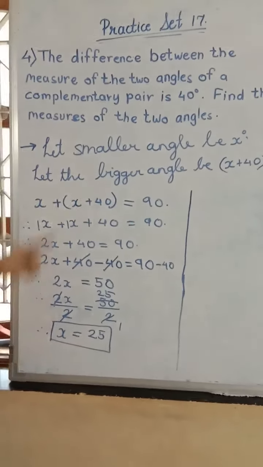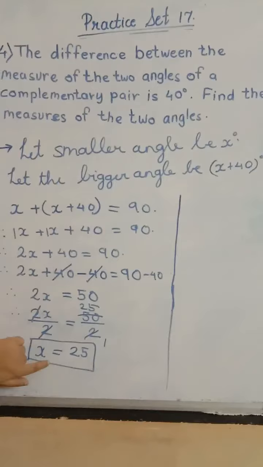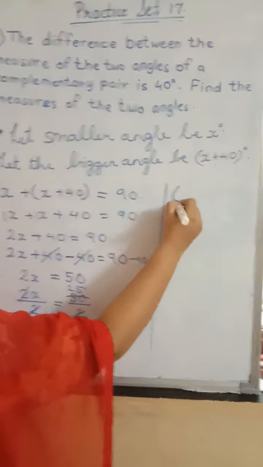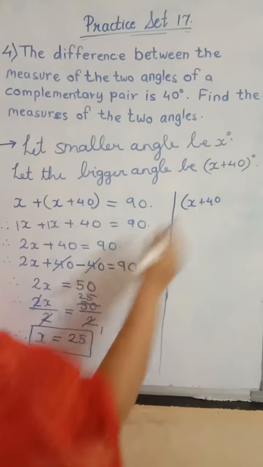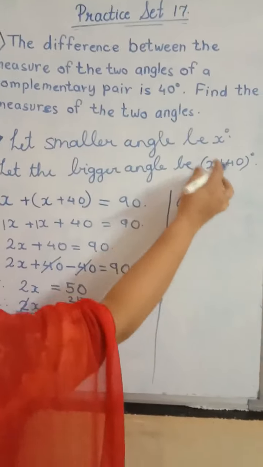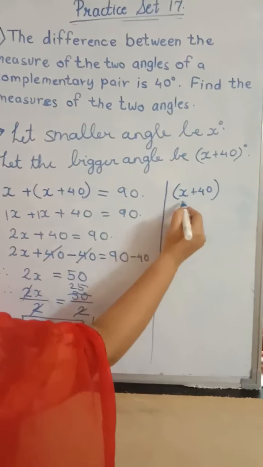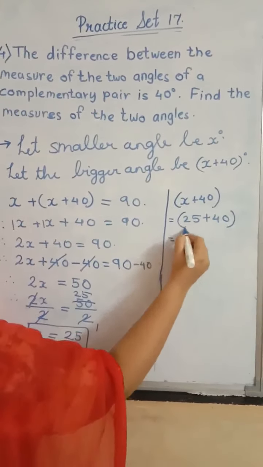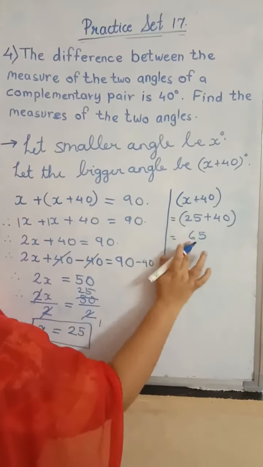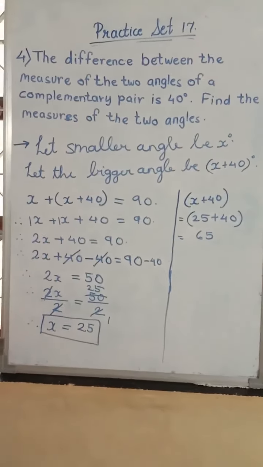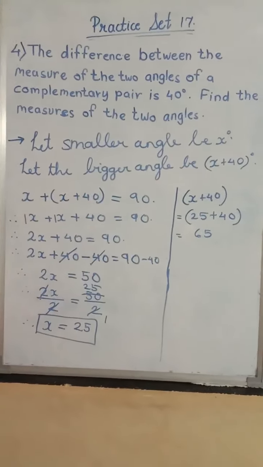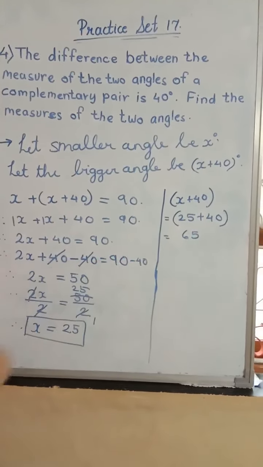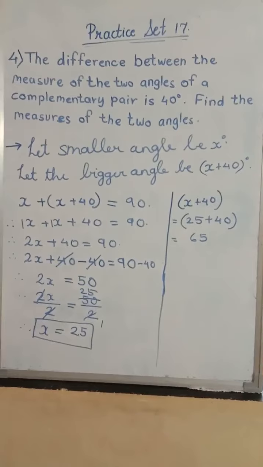So now, did we get the x value? Means we got the small angle. What is that? 25. We want the bigger angle now. But what is its value? We have assumed it. I am solving on your side. You all solve it below this only. What is that? x plus 40. Now substitute the value of x. What is that? 25 plus 40. That is 65. So the other angle is how much? 65 we got, and one is 25. Now just add and see. 25 plus 65. Yes, it is 90.